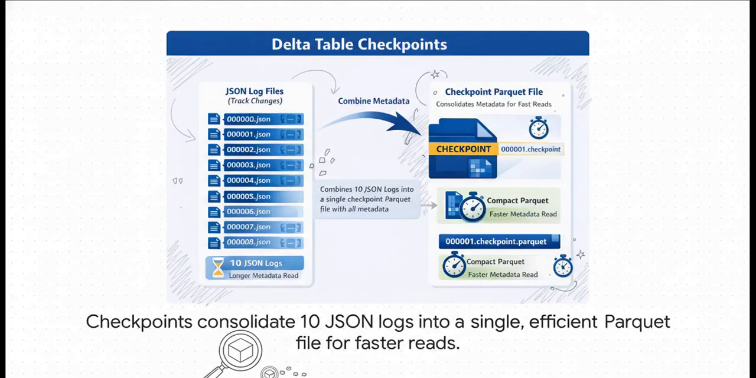And what this checkpointing process does is actually really simple but so effective. It just takes all the information from those 10 individual JSON files and rolls it all up, consolidates it into a single super efficient Parquet file. So now, instead of reading 10 separate little stories, a query engine can just read one compact summary to get completely up to speed. This makes a huge difference for read performance.